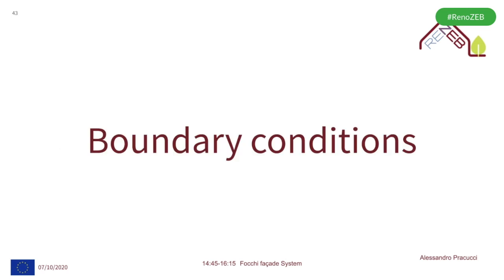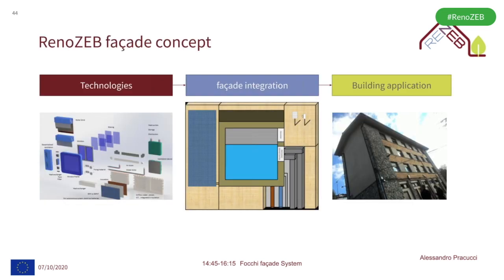Let's start with the boundary conditions about the existing envelope. The idea of the Focchi facade is to provide a prefabricated facade module for deep retrofitting. The starting point was the concept to include different technologies. We mean sensors, actuators, shadings, windows, insulation, and other technologies in a single facade solution, to be supplied easily and installed on site.